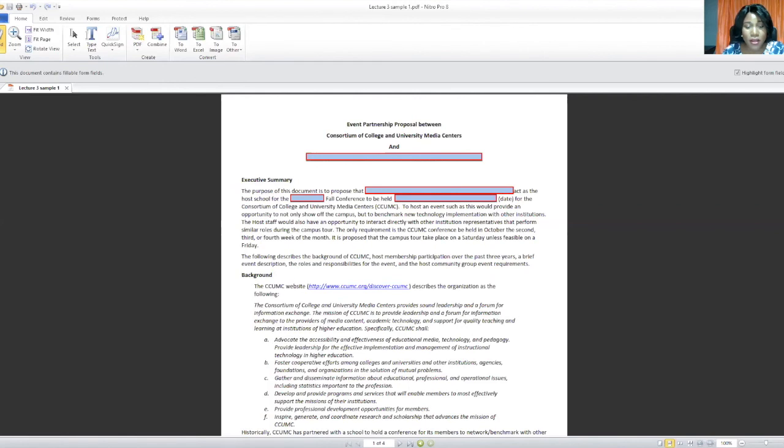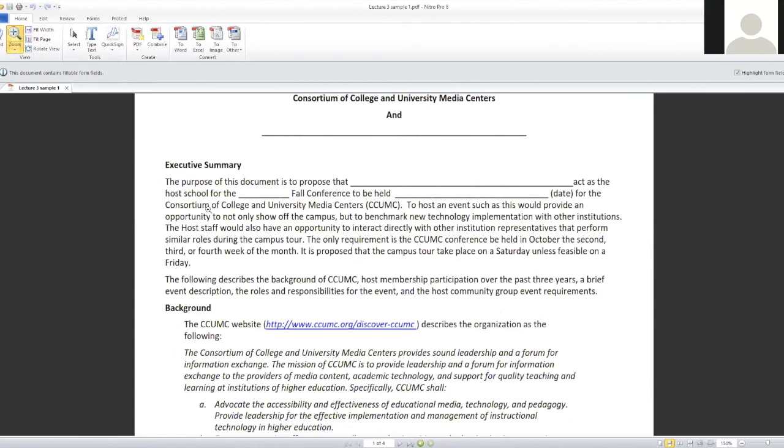Please, do we remember? Yes. Scale of the event. Good. So can anyone tell us the logistics in this? So the location. Okay. So where did they say the location should be? Consortium of college and university media centers. Good, good. Any other logistical thing that they talk about?